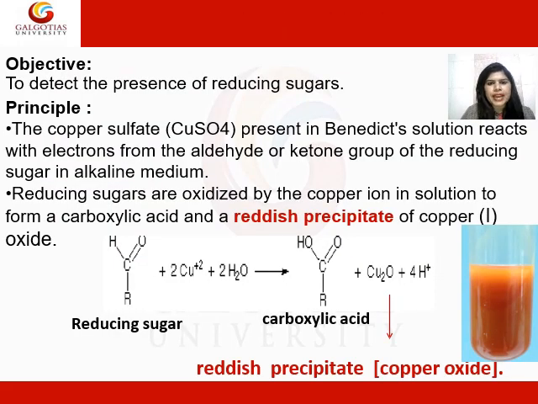Carbohydrates with free aldehyde or ketone groups have the ability to reduce solutions of various metallic ions. This type of carbohydrate is known as reducing sugar. All monosaccharides are reducing sugars. They all have a free reactive carbonyl group. Some disaccharides have an exposed carbonyl group and are also reducing sugars.